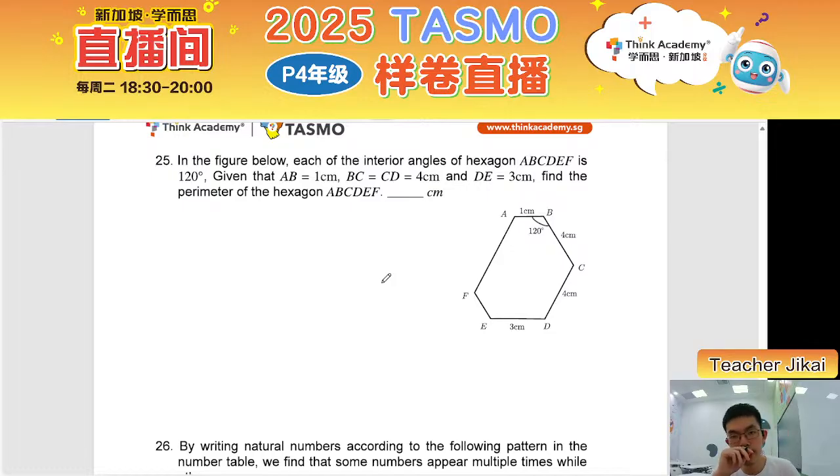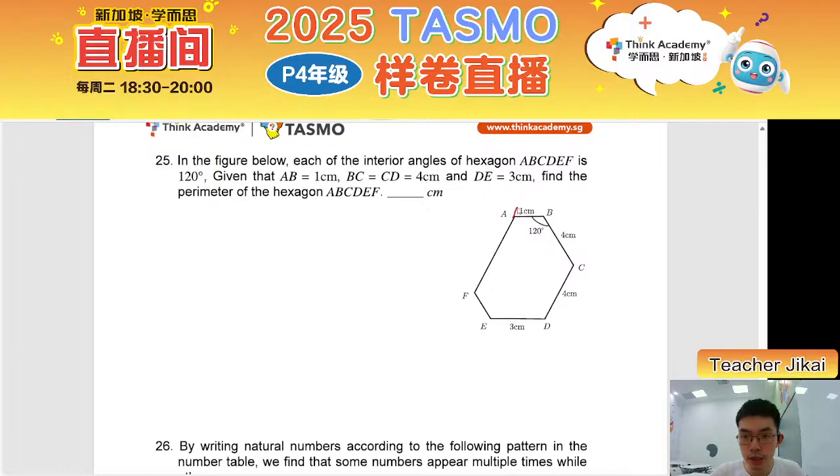Alright, question 25. So we have a polygon like this, and we know it is 120 degrees. When you see this kind of irregular shape, you can't know the answer directly, right? It is asking the perimeter, but we don't know the two sides here. However, when we get an irregular shape, we can make it into a regular shape. How can we do it?